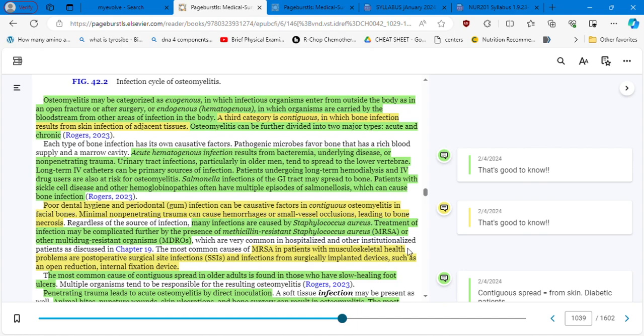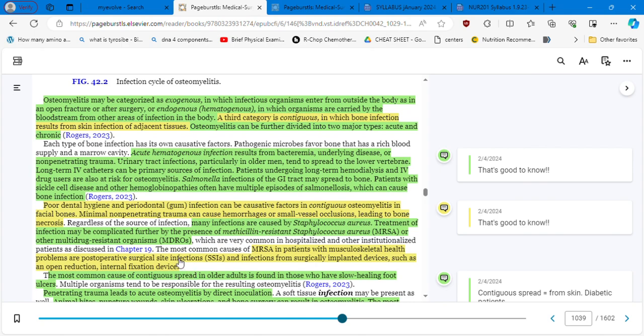Staphylococcus aureus treatment of infection may be complicated further by the presence of methicillin-resistant Staphylococcus aureus, well known as MRSA, or other multidrug resistant organisms, MDRO. MRSA in patients with musculoskeletal health problems are post-operative surgical site infections and infections from surgical implanted devices such as an open reduction internal fixation device.